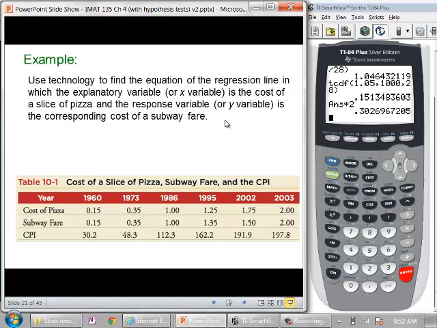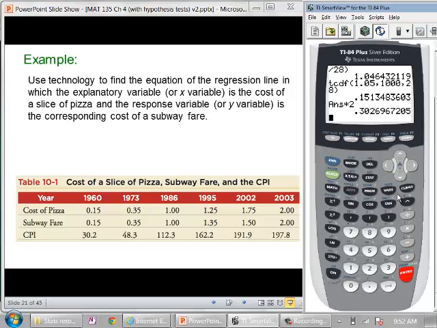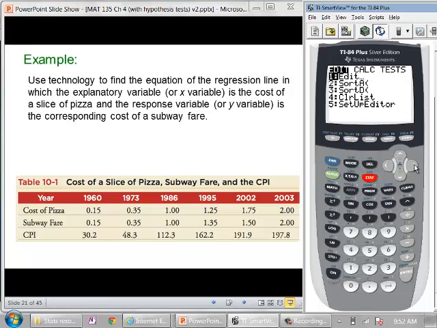Okay, so now we're going to go back to our calculator and actually find the equation for the regression line. So let's go back to the pizza and the subway fare. And the same procedure that we did before on our calculator, which was the linear regression one. So this number 4 on this list not only gives us the R value, it also gives us that linear regression line.